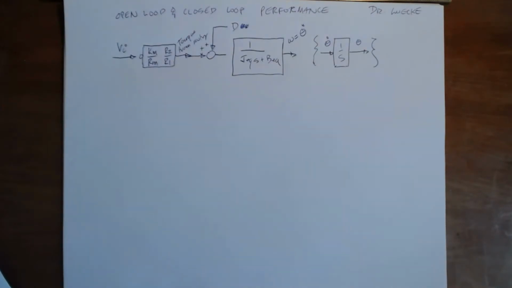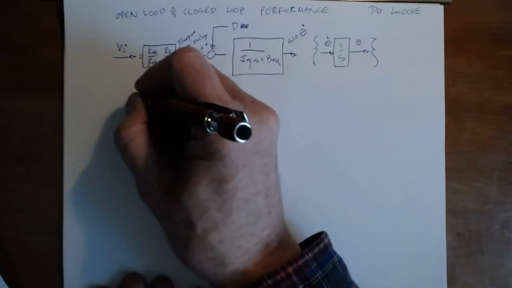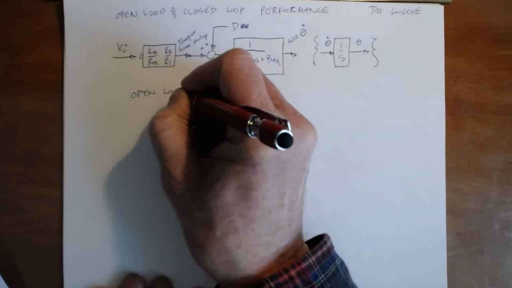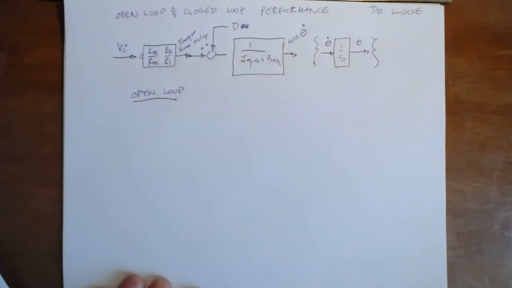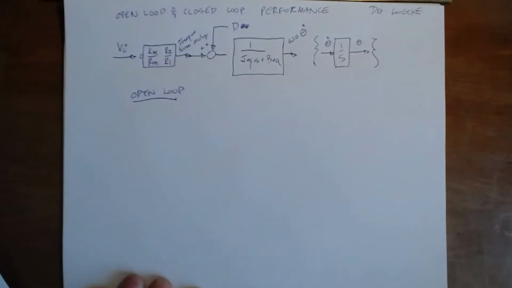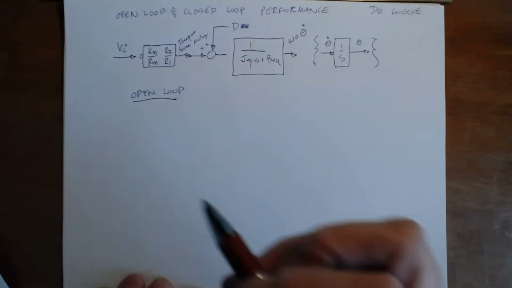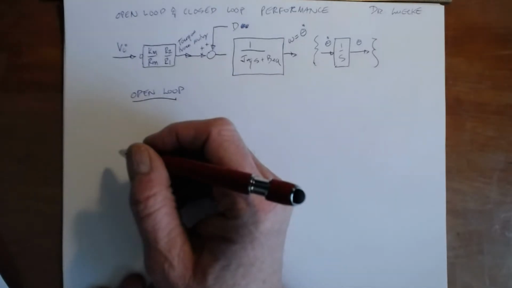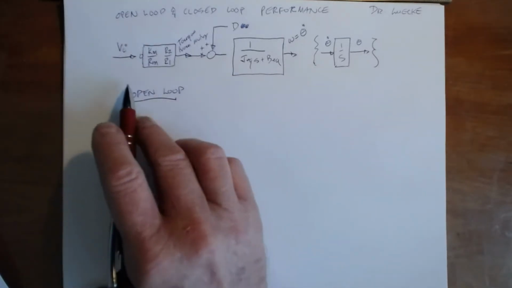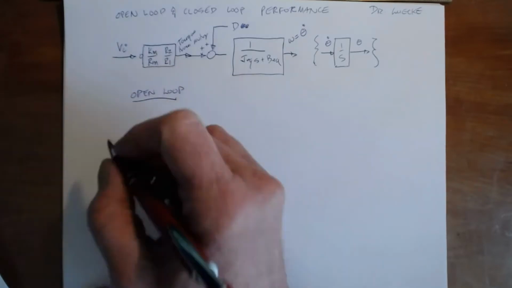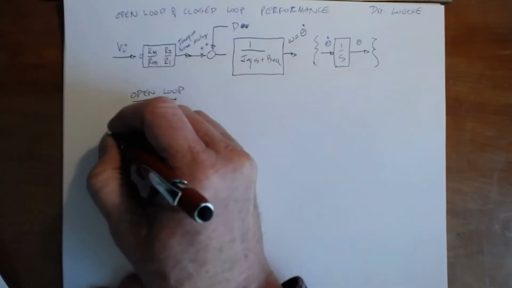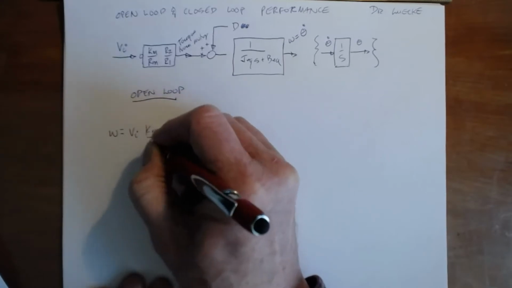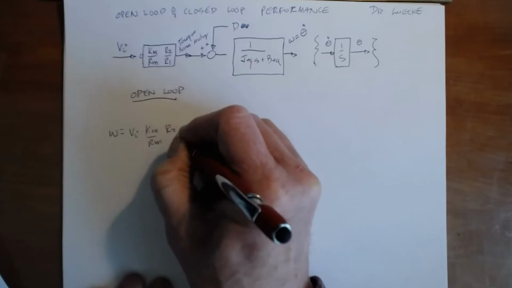So one of the things that we're going to look at is what the open loop looks like. Open loop just means what I'm going to do is apply a voltage and watch the output of the motor shaft. So for open loop, I'm just going to look at this as my transfer function, and what I'm going to see is that omega is equal to Vn Km over Rm, R2 over R1.